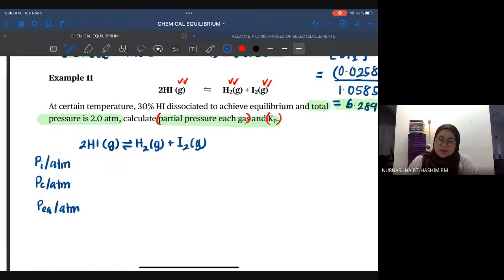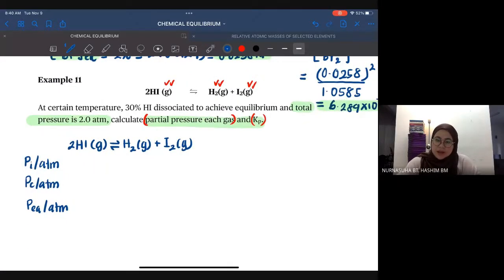Okay, this question here, dia tidak bagi apa-apa nilai initial. Sekarang kita akan letak unknown. Okay, so madam akan letak unknown Y lah. Initially produk belum ada. So as time proceeds, this one decreasing, product increasing. So at equilibrium, we add them together.